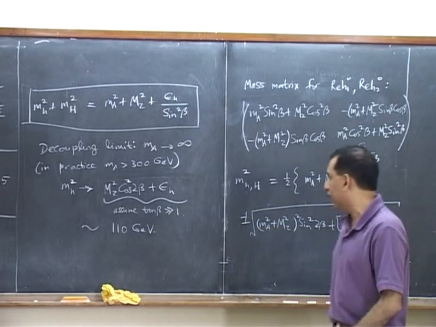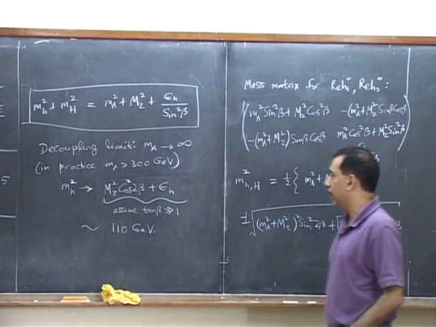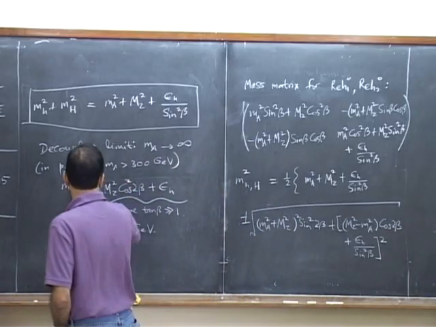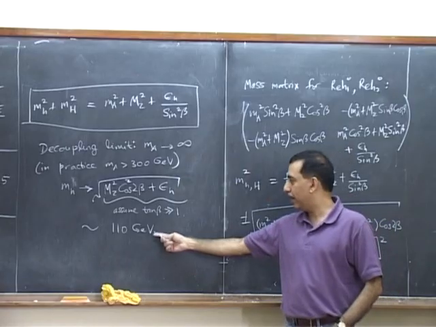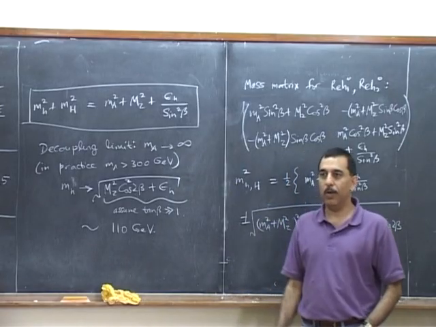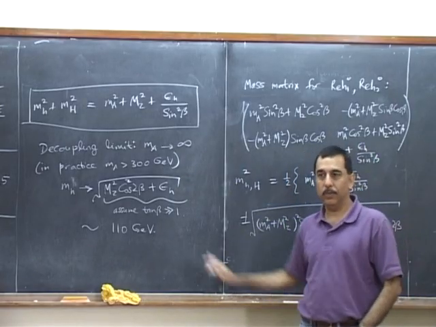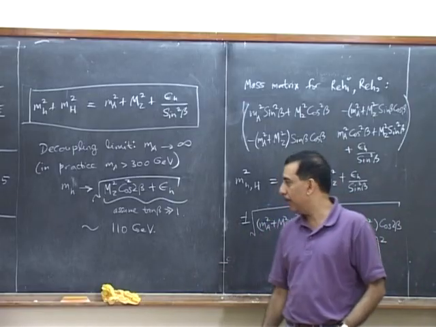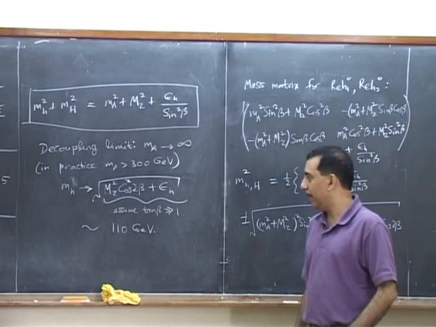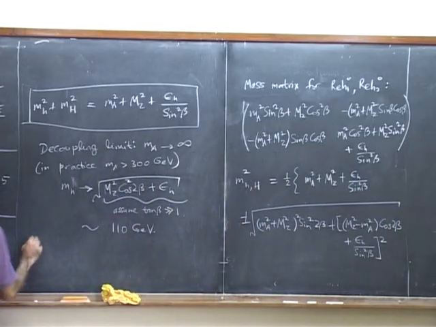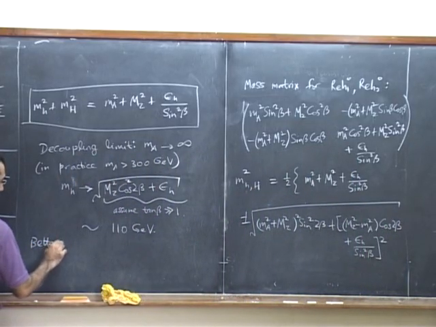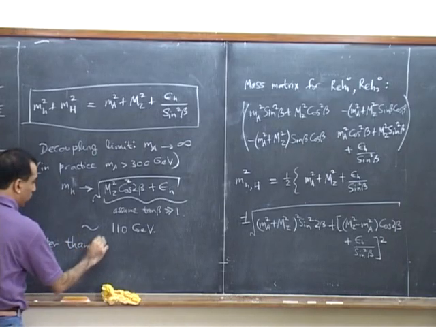Now the important thing here is that this is not great, because this still predicts the Higgs around 110. At the end of this lecture, I'll give you the current bounds from the particle data table, but this is not very encouraging. So this is better, there is a bound better than the tree-level bound, but not good enough.